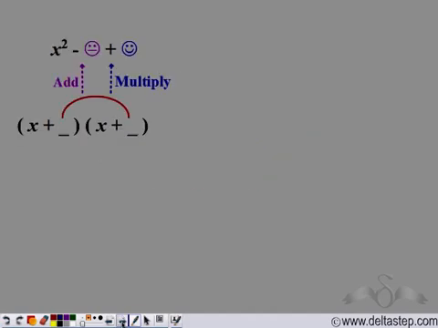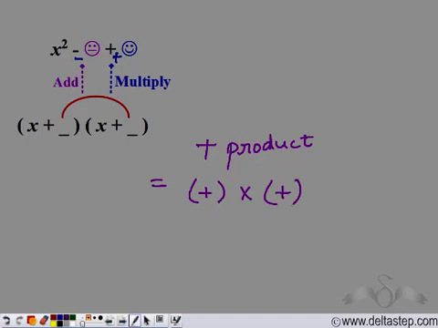Now consider the third possibility, where we have the negative middle term and a positive last term. So a positive product, we have a positive product. We can get a positive product by multiplying a positive number with a positive number, or by multiplying a negative number with a negative number. So these are the two cases where we can get a positive product.